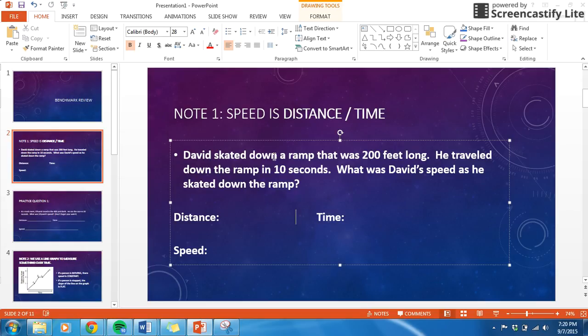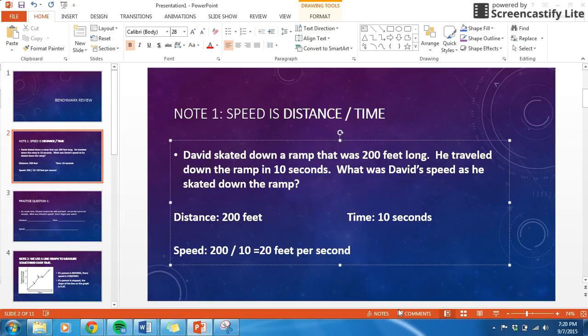If David skated down a ramp that was 200 feet long, he traveled down the ramp in 10 seconds. What was David's speed as he skated down the ramp? Well, I know that his distance is 200 feet. His time is 10 seconds. So I know that his speed is going to be 200 divided by 10, which is going to equal 20 feet per second. Remember our units.